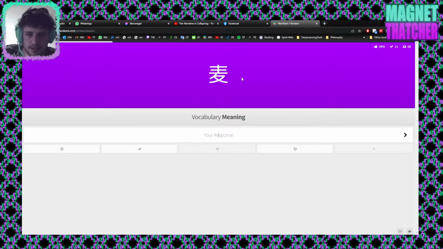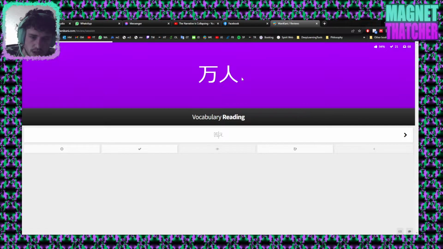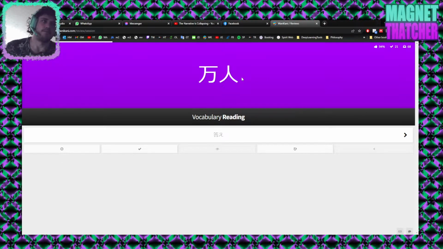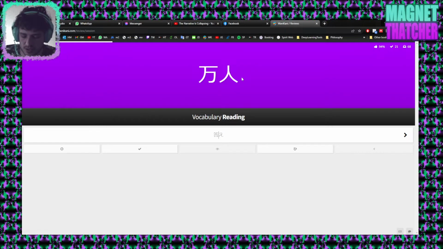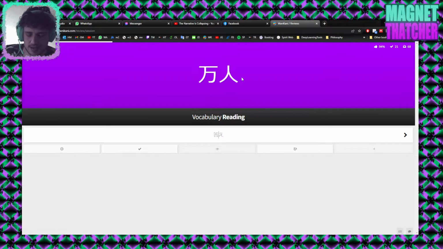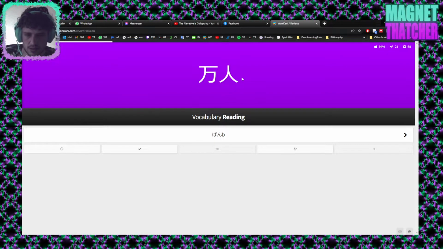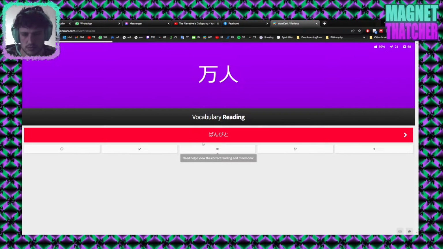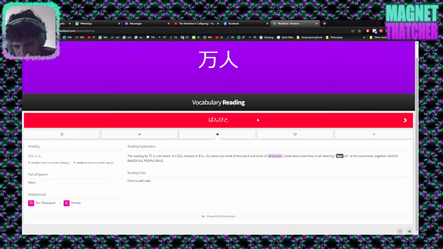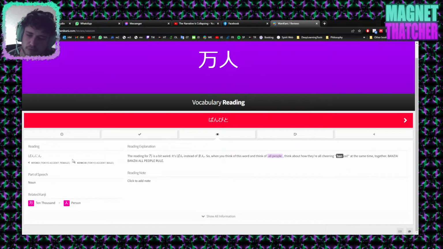So this is wheat. It looks like a bit of wheat growing out of the ground. So this means 1,000 people. So I guess back in the day, 1,000 people used to be a lot. So this means everyone. And it has man, this kanji, but it for some reason has this weird man and then bito. Oh, ban nin. So yeah, I messed that up. That should be nin.